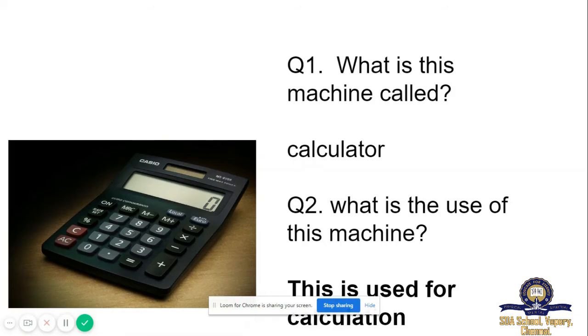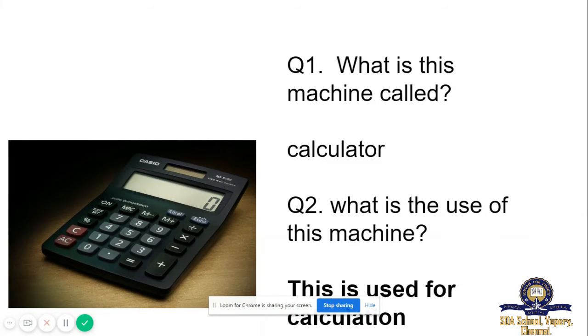You cannot find any shop without this calculator, because if you buy 10 products, you need to calculate the total amount, which is very much needed. What is the use of this machine? This is used for calculation.